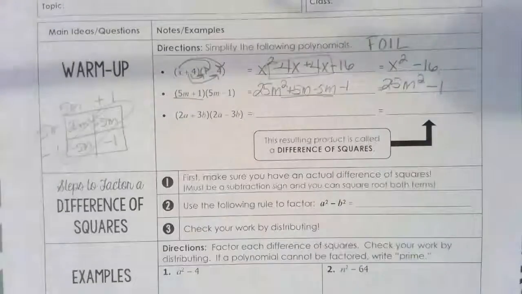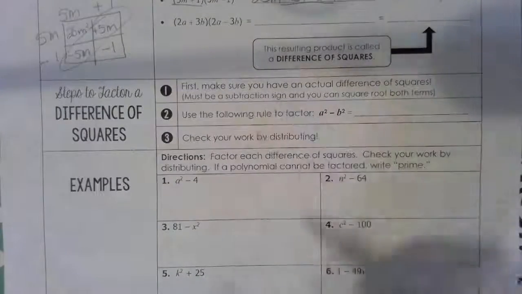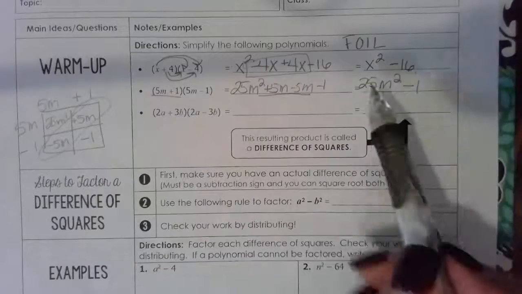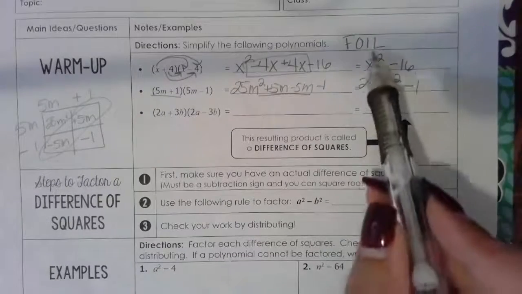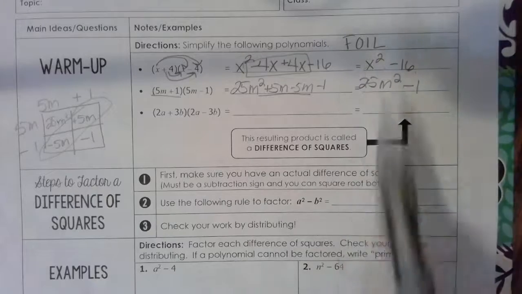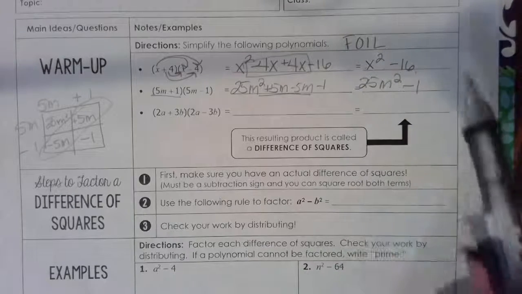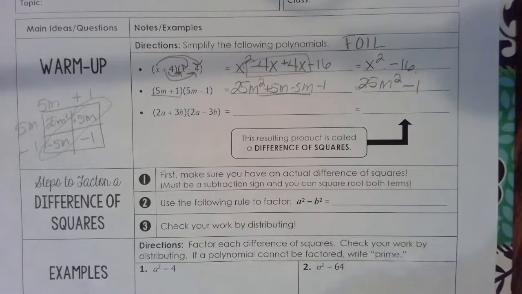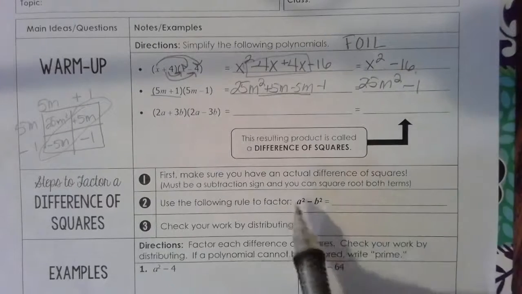Okay. Alright, so to factor a difference of squares, we have to make sure that we actually have a difference of squares. So make sure there's a subtraction sign. That you can take the square root of whatever comes first. You can take the square root of x squared. You can take the square root of 25m squared. Make sure you can take the square root of the number that comes after the subtraction. 16 and 1, you can take the square root of both of those.